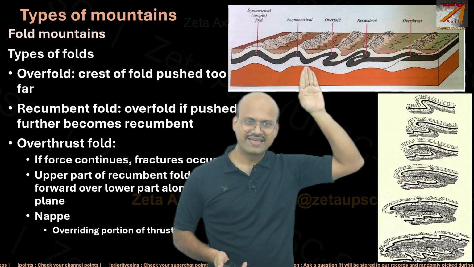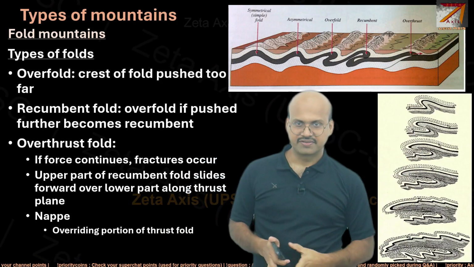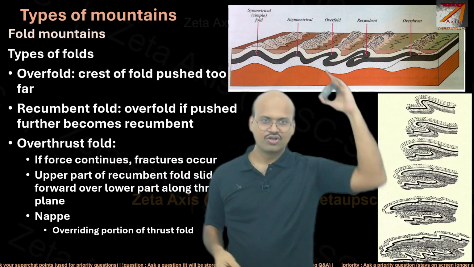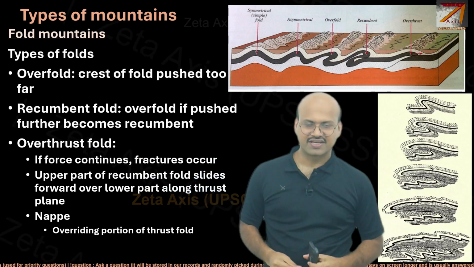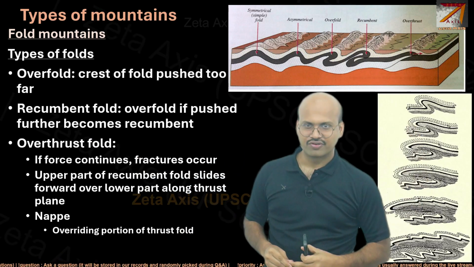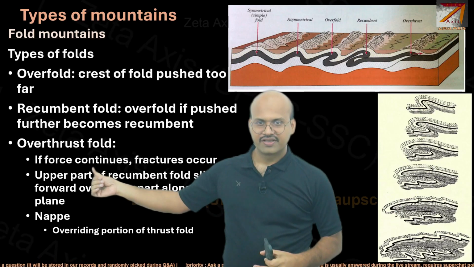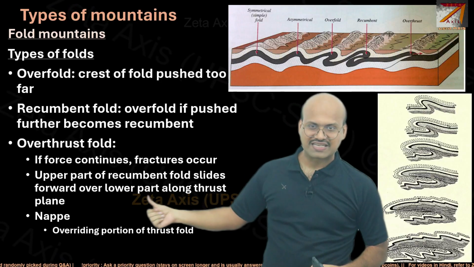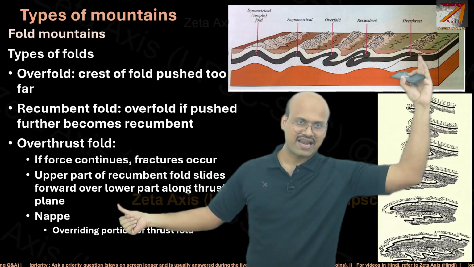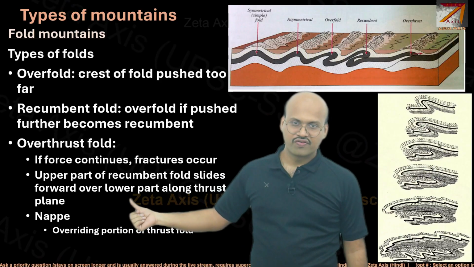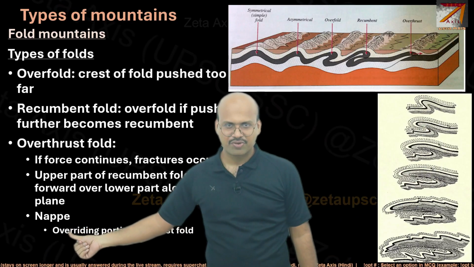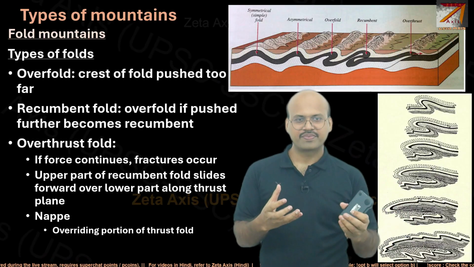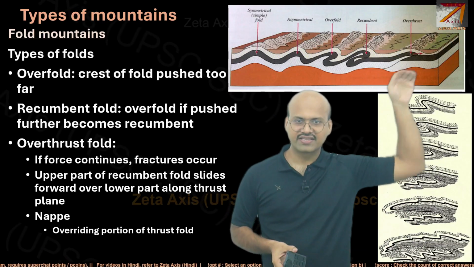So this is basically an increase in the compressional activity. Overfold, if it continues to experience the compressional forces, will form recumbent fold. Overthrust fold: if forces continue in the recumbent fold, fractures occur, and the upper part of the recumbent fold slides forward. We can see that this part is sliding over the lower part along the thrust plane. Nappe is an example of this, where you will see that large parts of a region are actually uplifted because of this, or they are lying over another region.